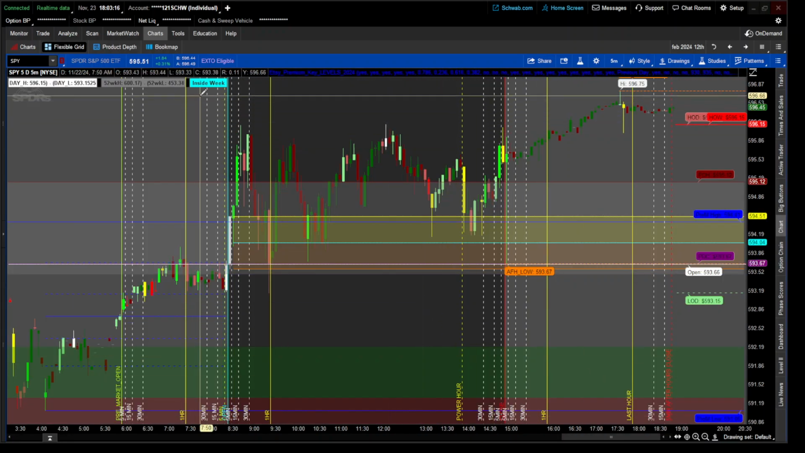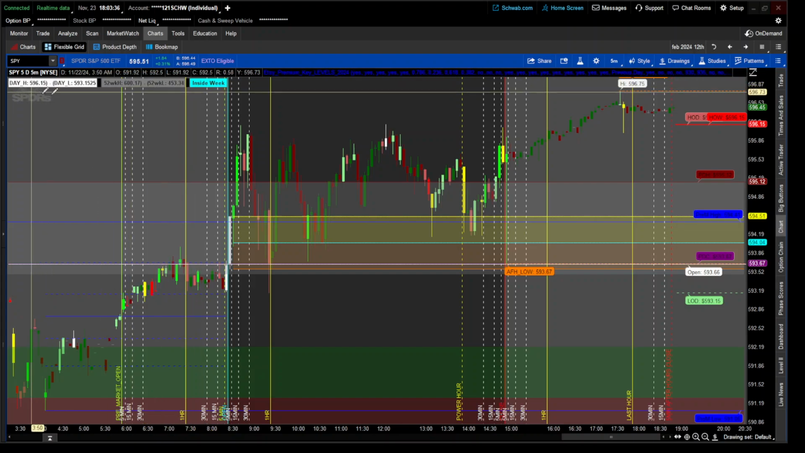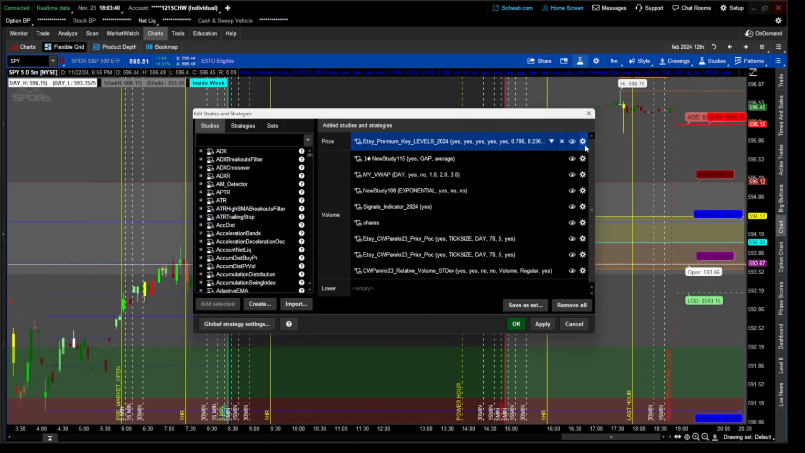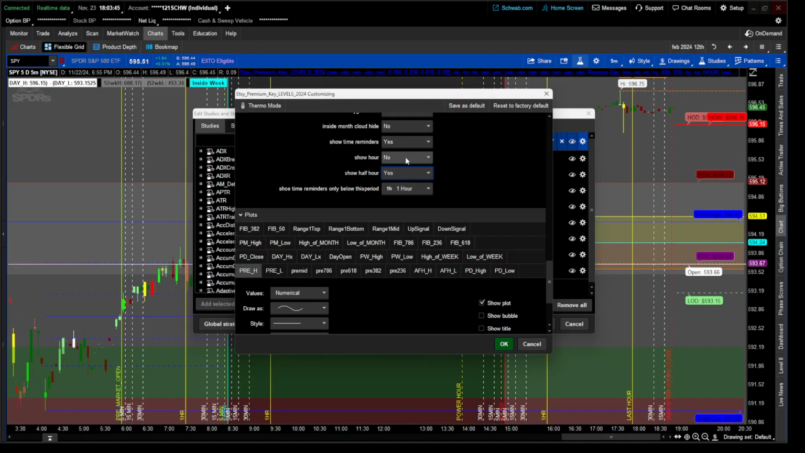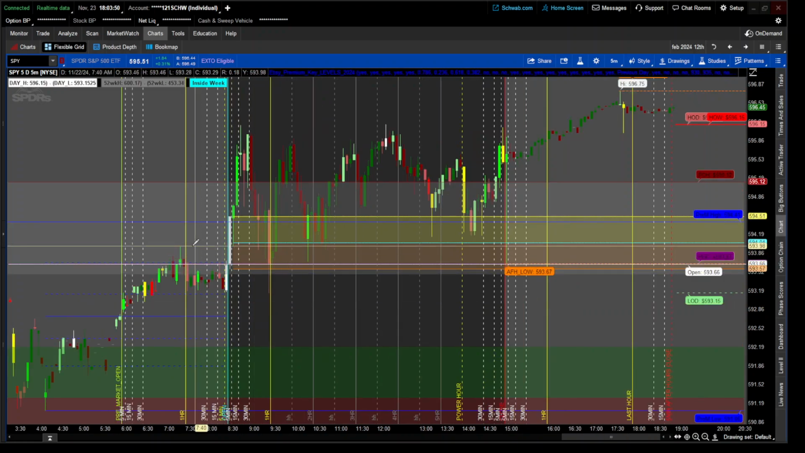You're going to get these bubbles to say inside week, inside day, inside month. You're going to get the bubbles say gap up, a gap down. The gap up will be green, the gap down will be red. You're also going to get your bullish engulfing or bearish engulfing label as well. You can see right here you have your 52-week high and low. You have your day high and low as well as no bubbles. With the time reminders, you can see all those time reminders, the half hour and the hours throughout the day, which is to chop up price even more.